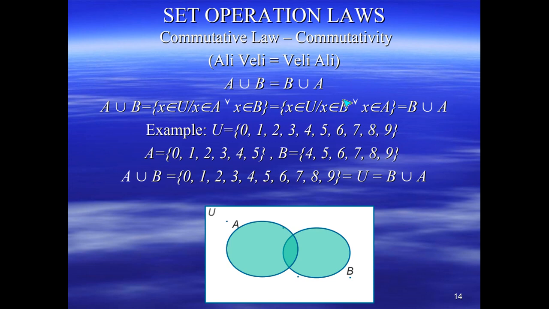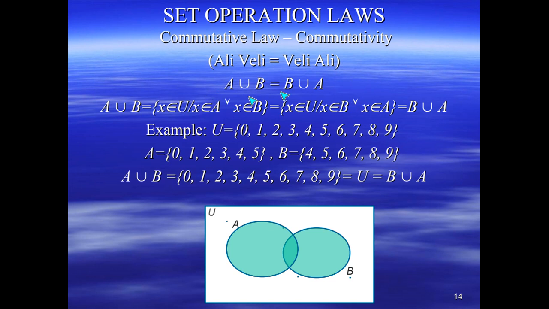It means if X belongs to B, it's okay. If it belongs to A, it's okay. If it belongs to both, it's okay again. And what does A union B mean? If X belongs to A, it's okay. If X belongs to B, it's okay. And if X belongs to A and B together, then it's okay again. So what does it mean? These two things are equal, you see.